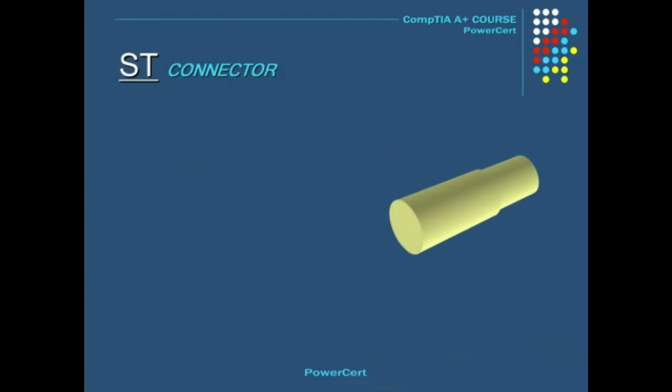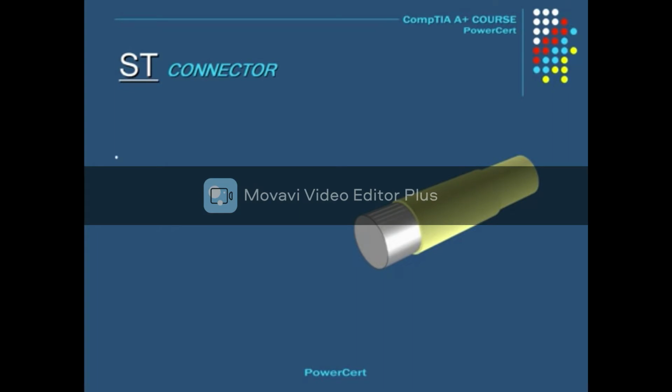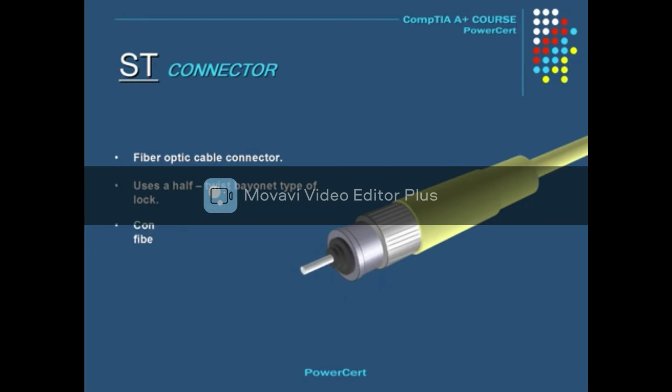Our next fiber optic connector is called the ST, or straight tip. This uses a half-twist bayonet type of lock and is commonly used with single mode fiber optic cable.